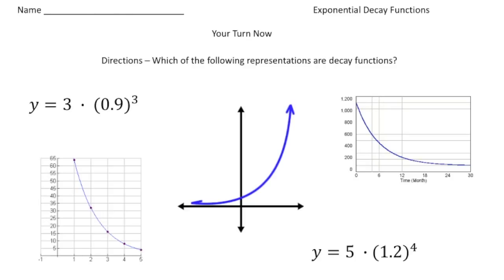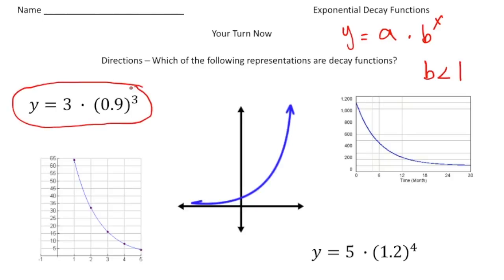Welcome back. So for these problems, you have to identify which functions really show decay. And again, just a reminder, the formula is y equals a times b to the x. And the most critical thing about this is the b has to be less than 1. So over here we have y equals 3 times 9/10 to the third power. And because 9/10 is less than 1, this is absolutely a function that shows decay.